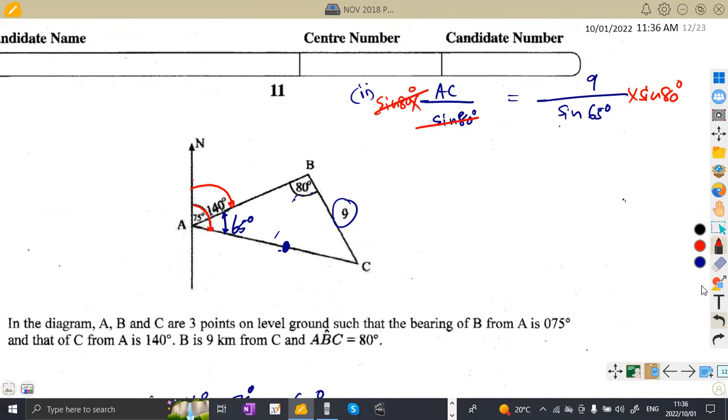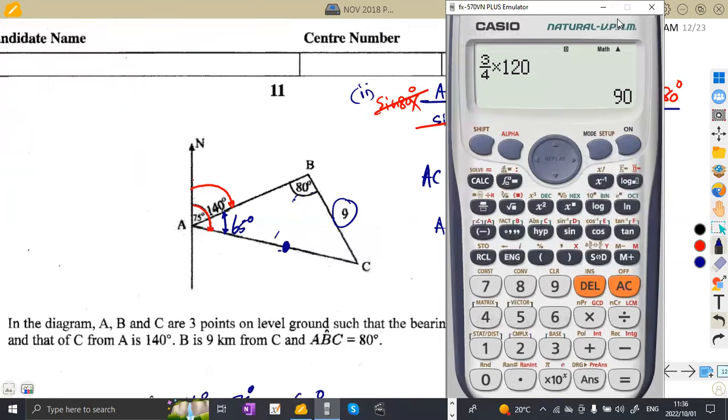I have to cancel this part. So that means I'm going to be left with AC being equal to 9 sine 80, because this is the same as sine 80 over 1. So it's 9 times sine 80, which is 9 sine 80 over sine 65 degrees. At this stage, use your calculator directly. Do not waste time here. Just use your calculator at this stage.